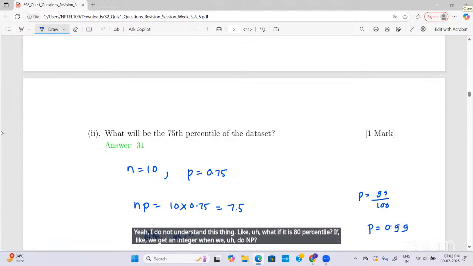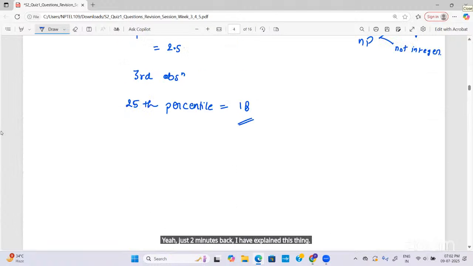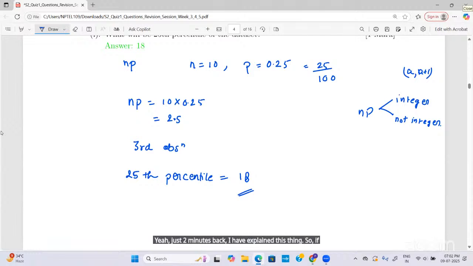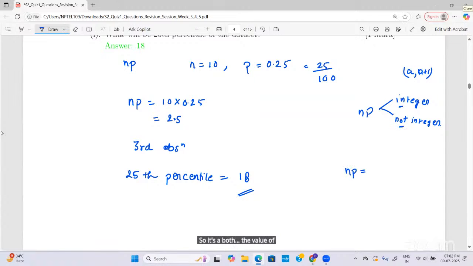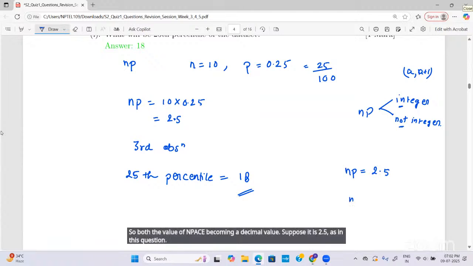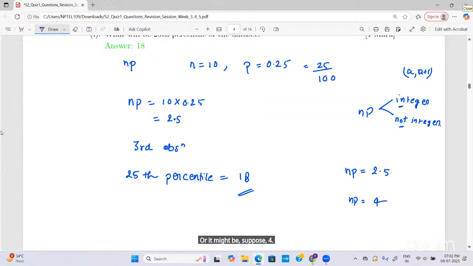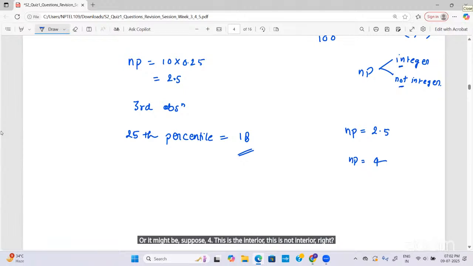Just 2 minutes back, I explained this thing. If you are getting an integer, two cases are there: the value will be an integer or a non-integer. Suppose the value of NP comes as a decimal value, suppose it is 2.5 as in this question, or it might be suppose 4. This is an integer, this is not an integer, right? If it is not an integer, then you take the next integer, so it will be the third observation.